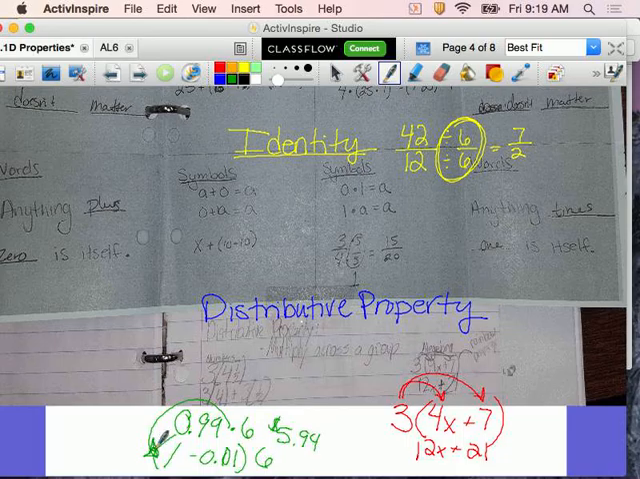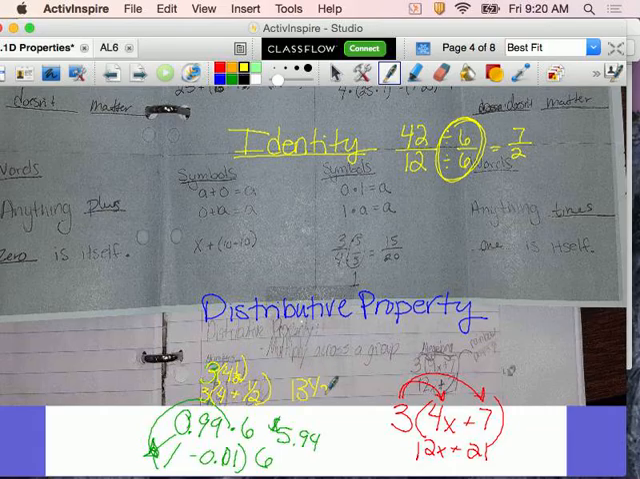And then of course you can do it with adding, and the example in your foldable is a fraction there. We have 3 times 4.5. We can use our distributive property to break up 4.5, so it's really 3 times 4 plus 1/2. So now I can do 3 times 4, which is 12, and 3 times 1/2 is 1.5. So I have 13.5.